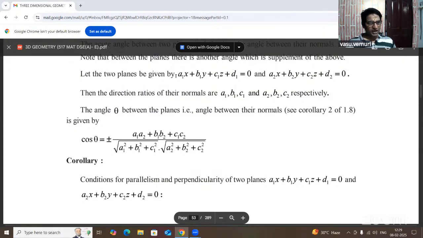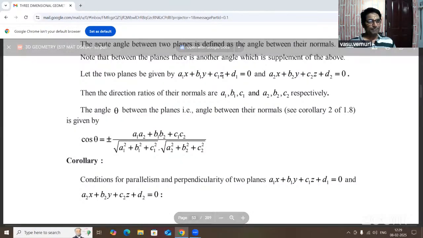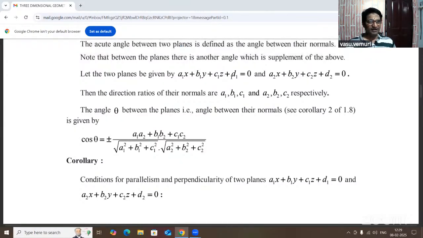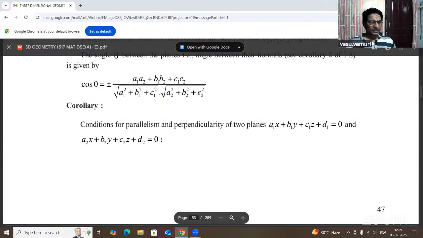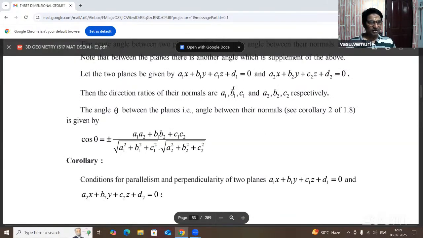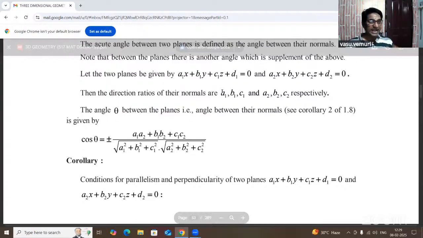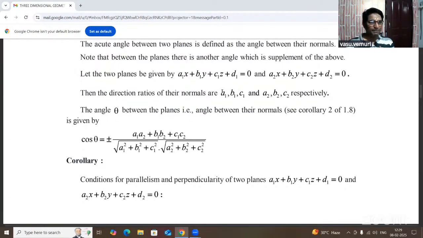That's why we are taking A1, B1, C1 as representing the normals of the first plane, that is the DRs. And for the second plane, the DRs are A2, B2, C2. According to their normals or DRs, how do we find the angle between the two planes? That is one of the important concepts, and it is a simple concept.